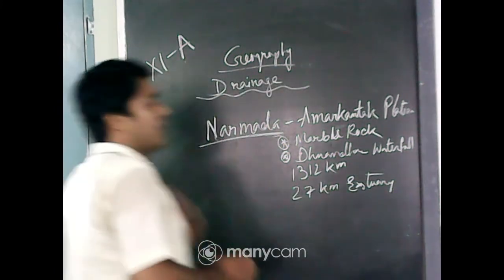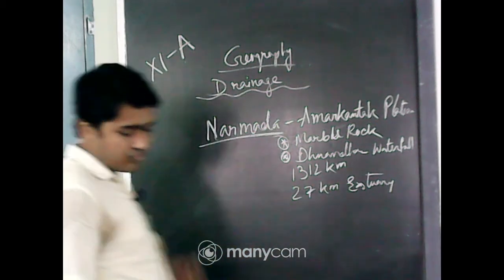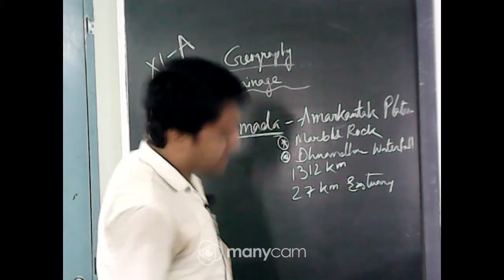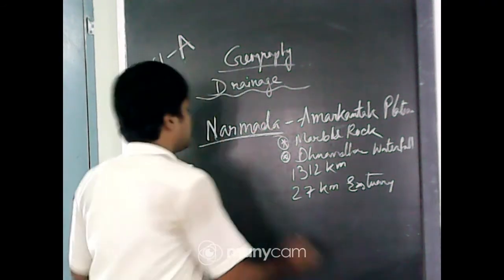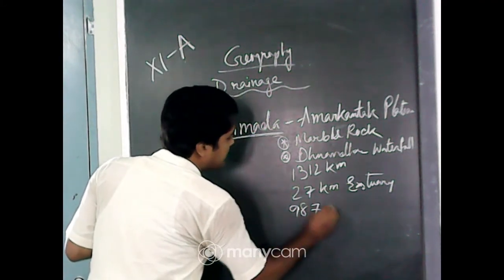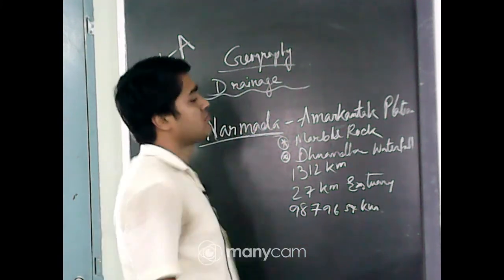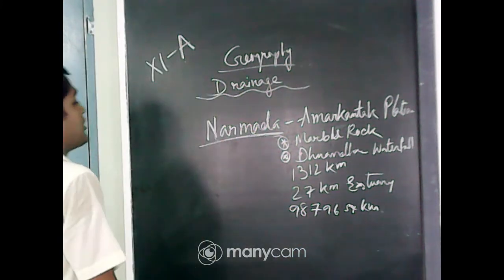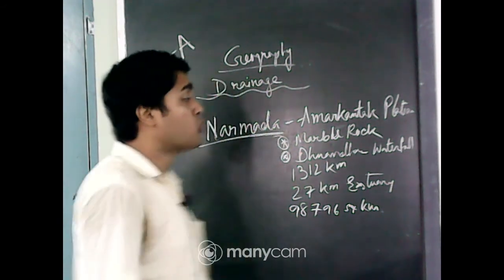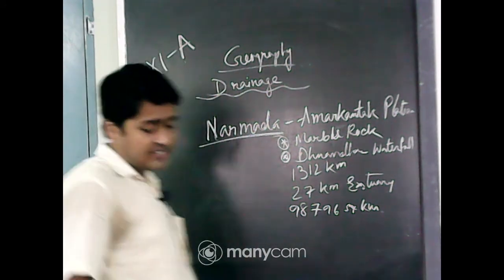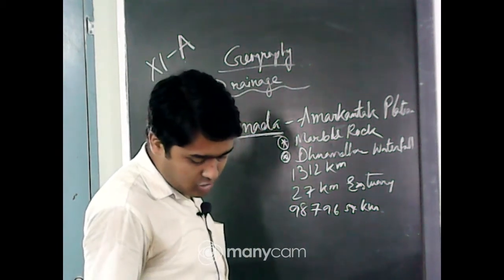Instead of a delta, this type of estuary is developed at the mouth of the river. And the catchment area is 98,796 square kilometers. And this river, after originating from the Amarkantak Plateau, flows in between the two mountain ranges, Vindhyan and Satpura, and also forms a picturesque gorge.